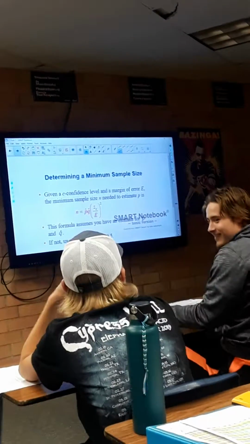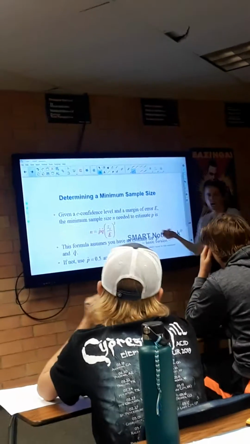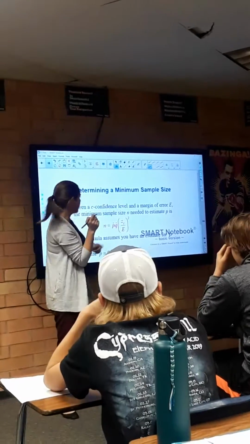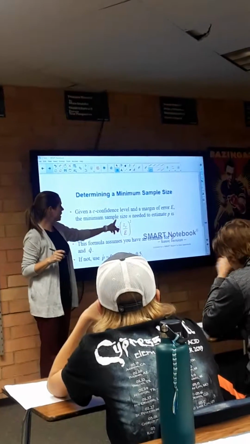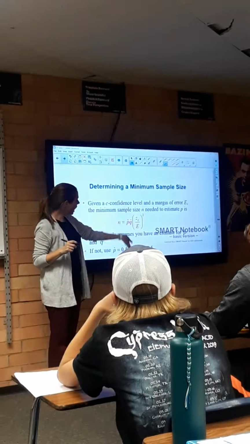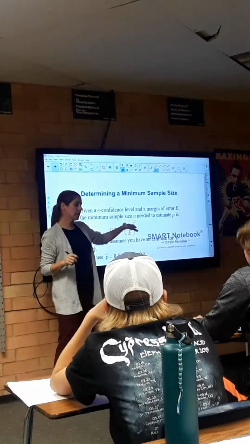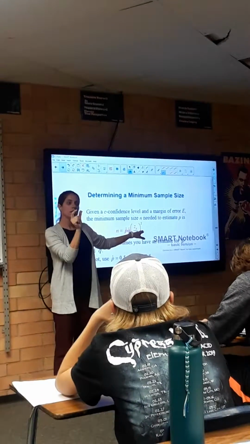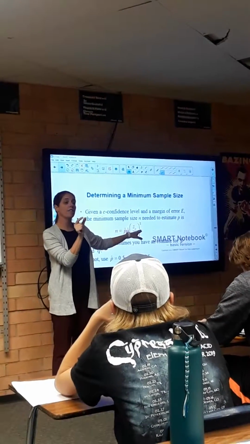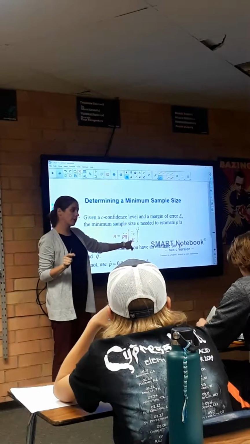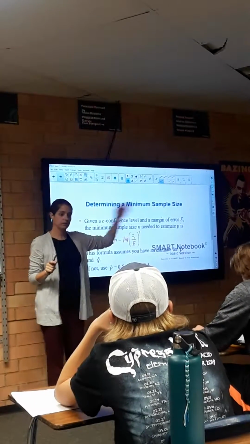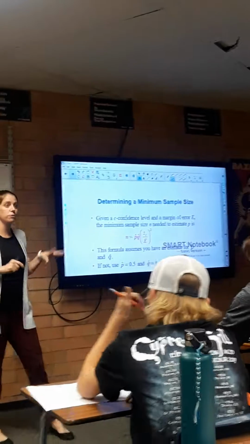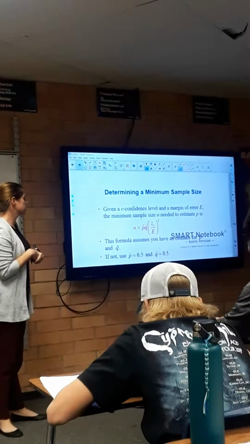If I want to find the minimum sample size, it is n equals p hat times q hat times z sub c, whatever your z chart value is for your confidence, divided by your error, all squared. You're just going to use that formula if you want to find the minimum number in a sample size.